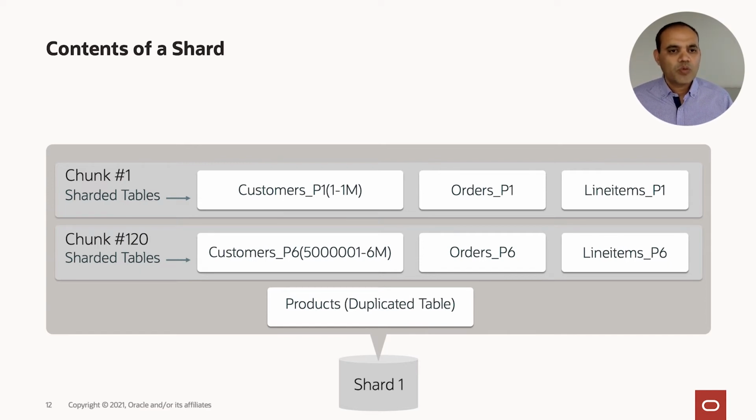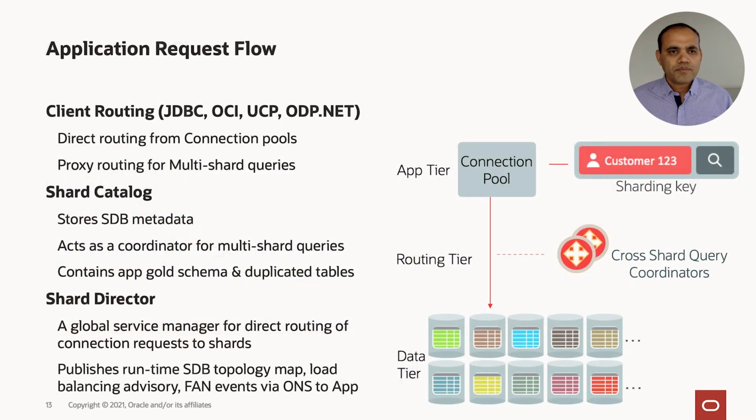So in this case, chunk number 1 has customers 1 to 1 million, their order and line item. Chunk number 120 has customer 5 million to 6 million, their order and line item. And then of course we have the data for the duplicate table.